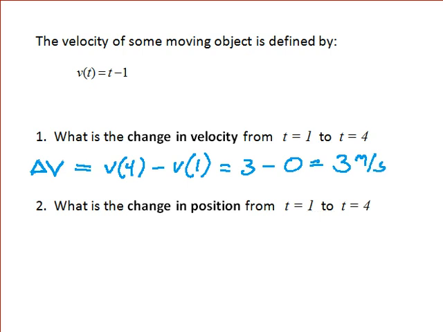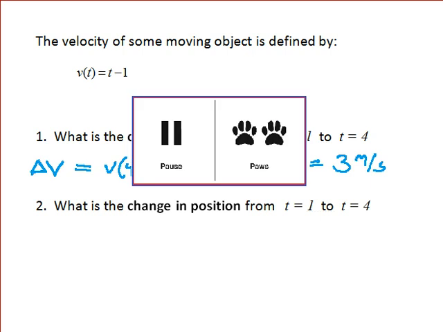per second. At this time, please consider number 2, which asks for the change in position from t equals 1 to t equals 4, given this time the velocity function. Press pause now.